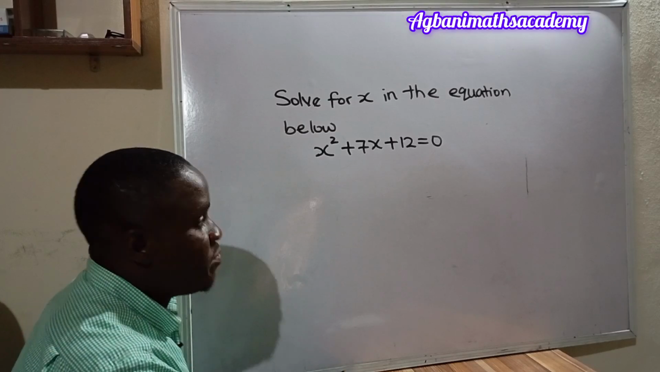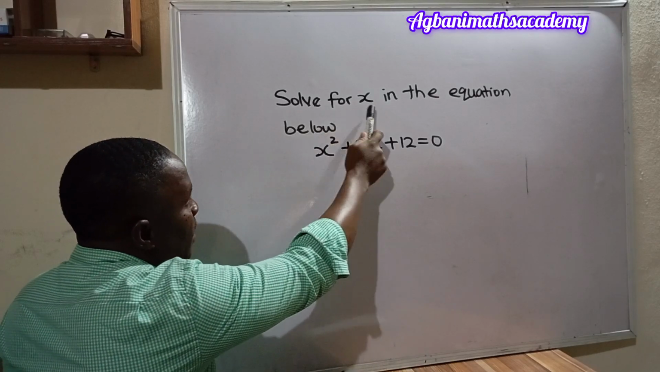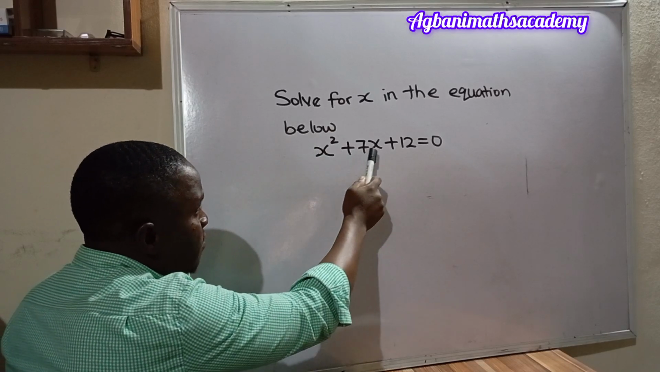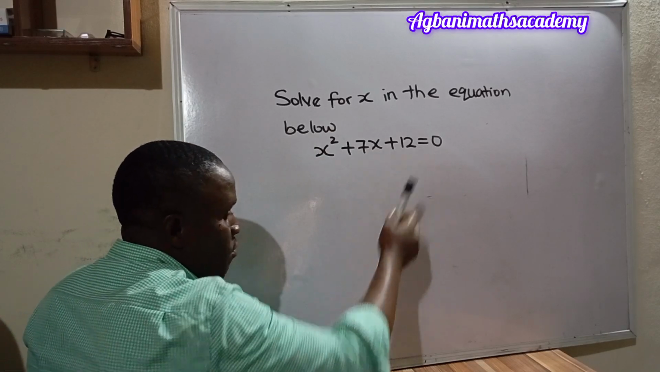Hi guys, let's look at this simple question that we have here. We are told to solve for x in the equation below. The equation is x squared plus 7x plus 12 is equal to 0.